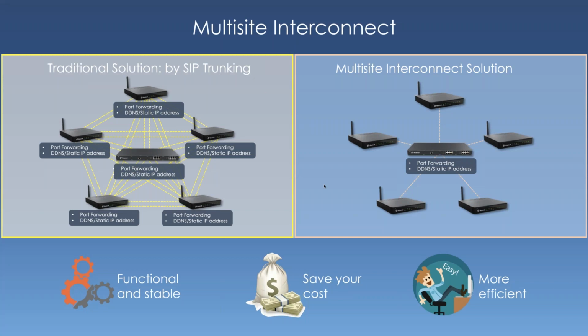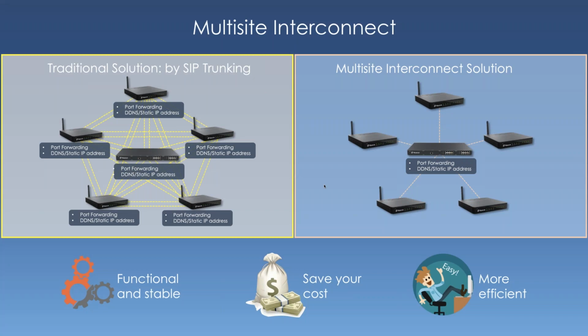Not so good. Now, our unique solution, Multi-Site Interconnect, totally simplifies this scenario. So if we have 6 offices right now, all we have to do is just pick one of our PBXs and make it the headquarter. The others are going to work as the branch office systems to register on the headquarter directly, because I'm going to create the user accounts on my headquarter PBX. That's what I'm going to do.